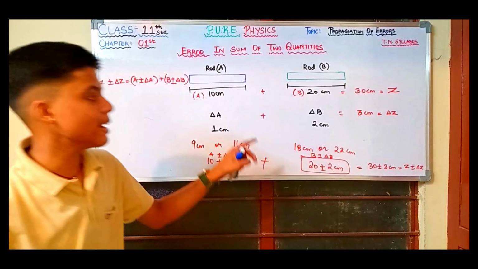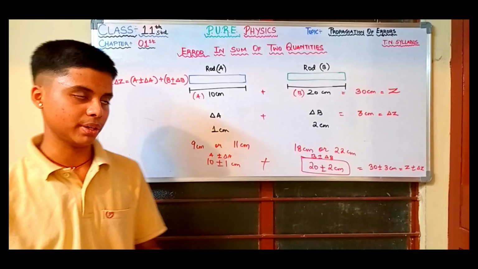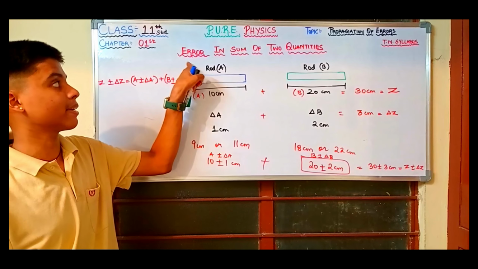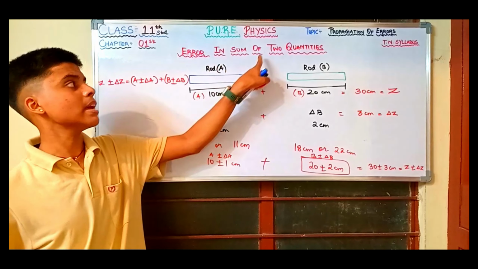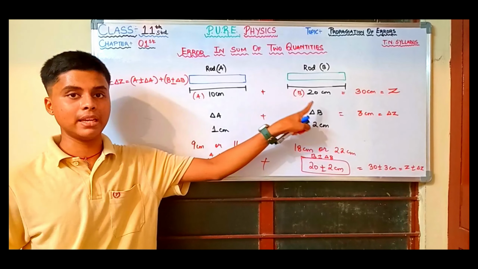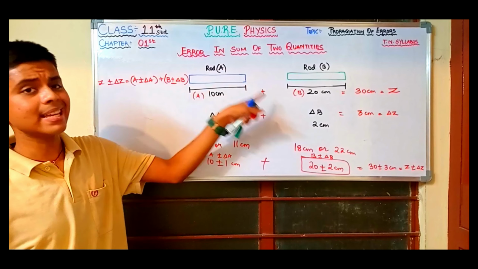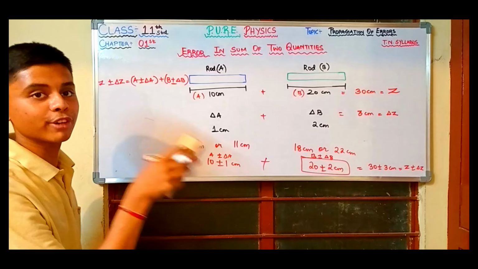So now this is my numerical problem. Now I need to represent it as a final expression. I need to find the error, only the error, not the final value. I need to find the error in the sum of two quantities. After adding the correct length of these two rods, what is the error left in the final expression? I need to find the expression for that.